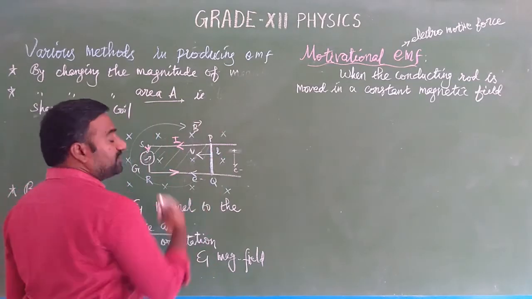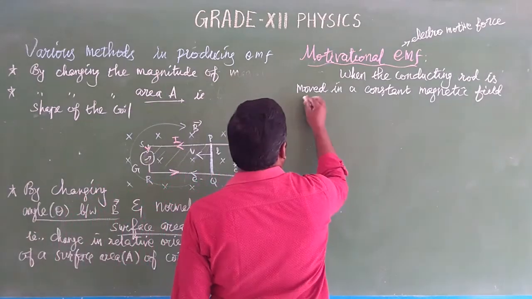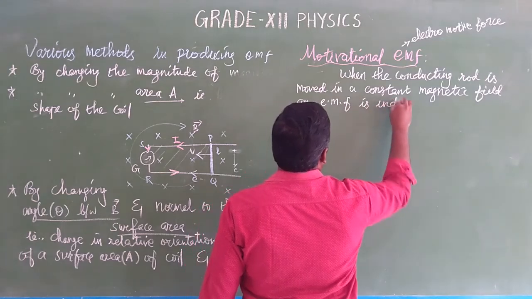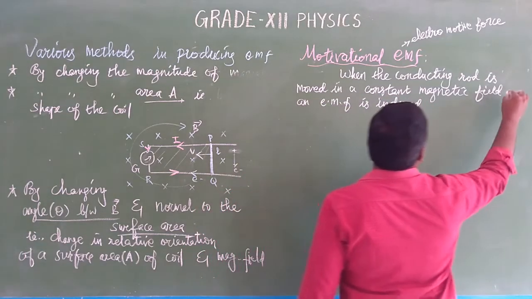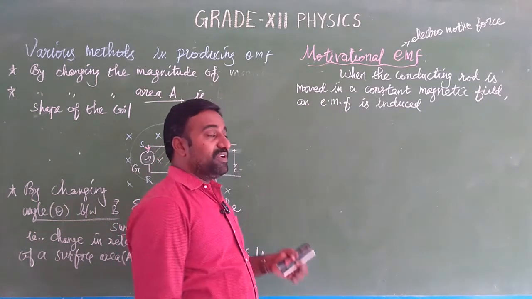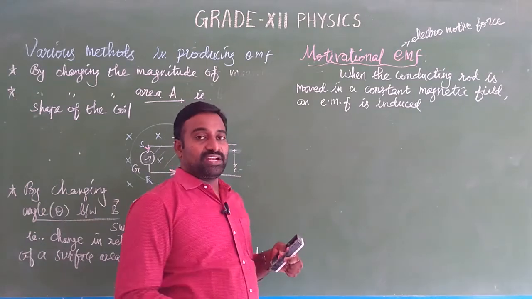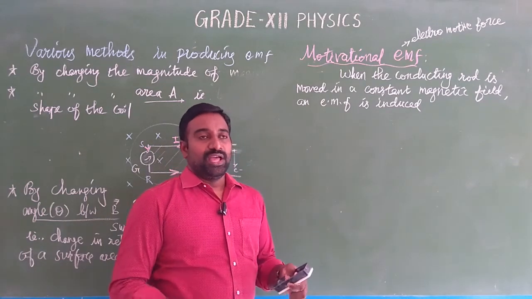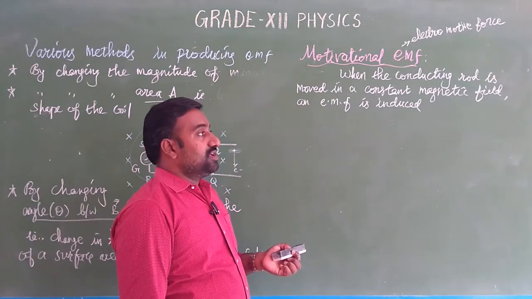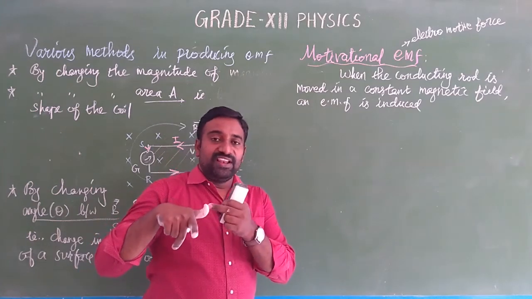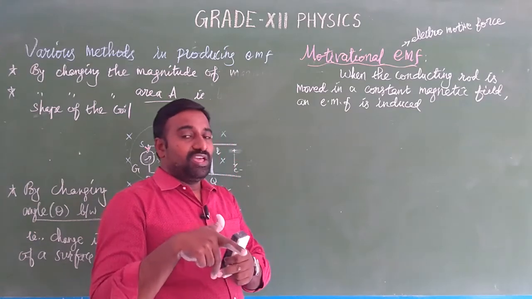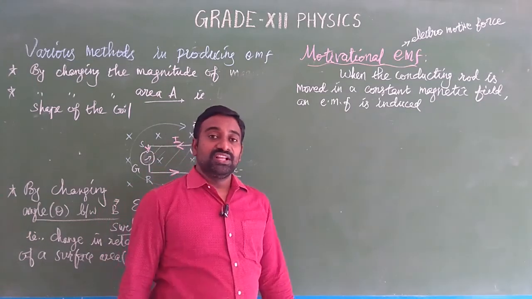This is a constant magnetic field, so what will happen? An EMF is induced. Okay, so this is called motional EMF. Motional EMF is nothing but whenever a rod, not a current carrying conductor, a conducting rod, is moved in a uniform magnetic field perpendicular to the plane of it, so the angle between the magnetic field and the conducting rod is 90 degrees, then it produces the EMF. Such EMFs are called motional EMF.